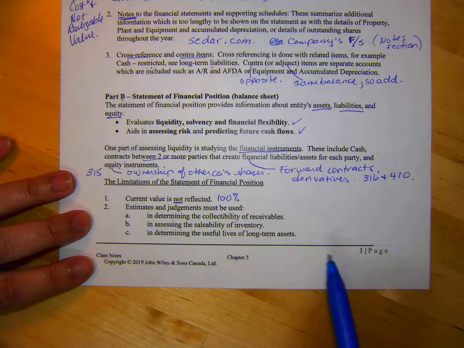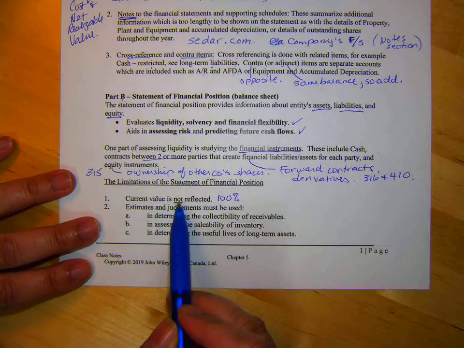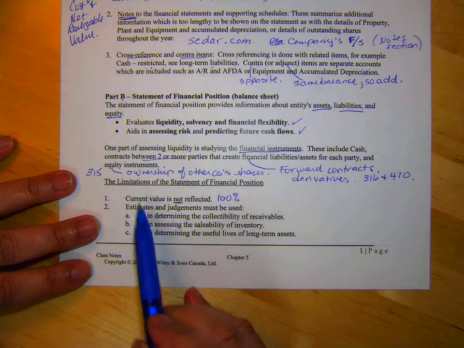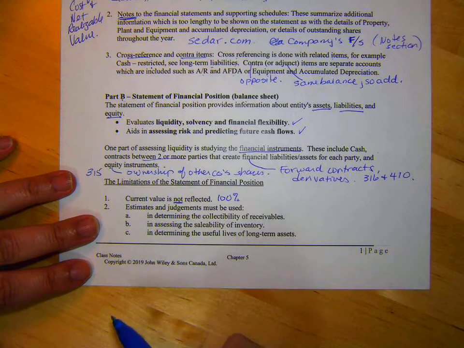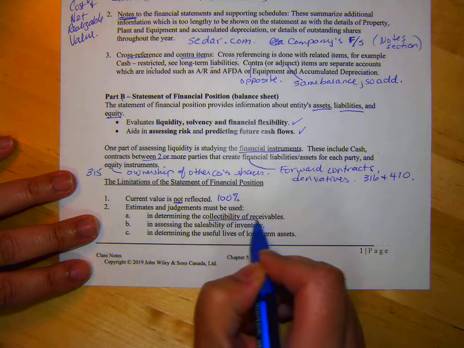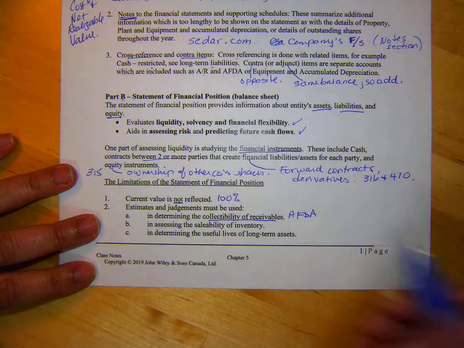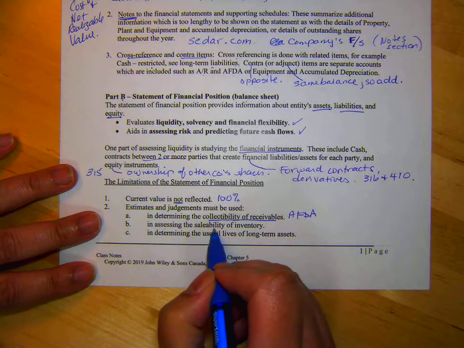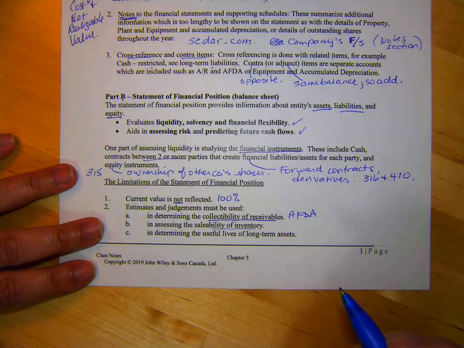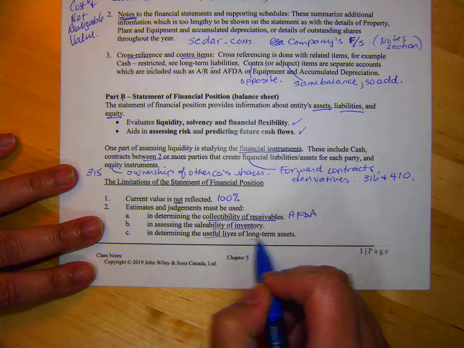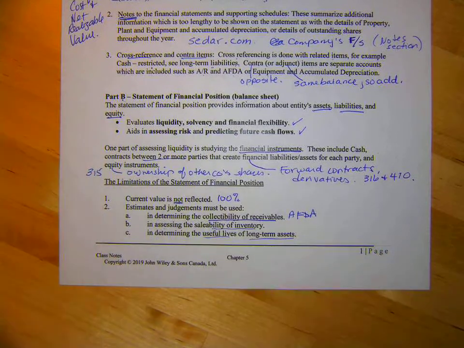Estimates and judgments have to be used. We do it when we do AFDA for collections of receivables, in assessing the saleability of inventory, determining the useful lives of long-term assets. So we use estimates all over the place. Otherwise, if we wanted to amortize something, we'd have to wait till it wore down and broke, or we got rid of it, to then go amortize. So our investors don't want to wait for that.